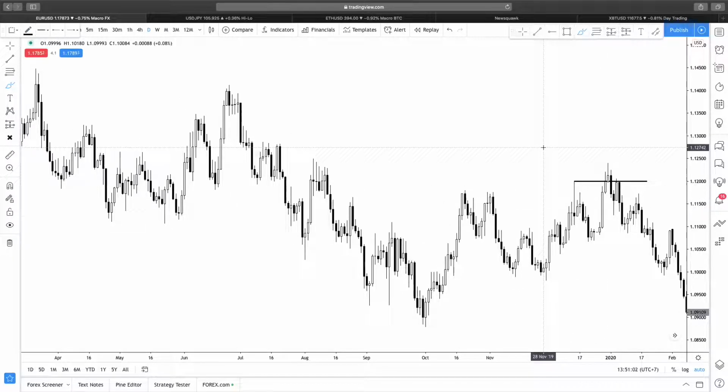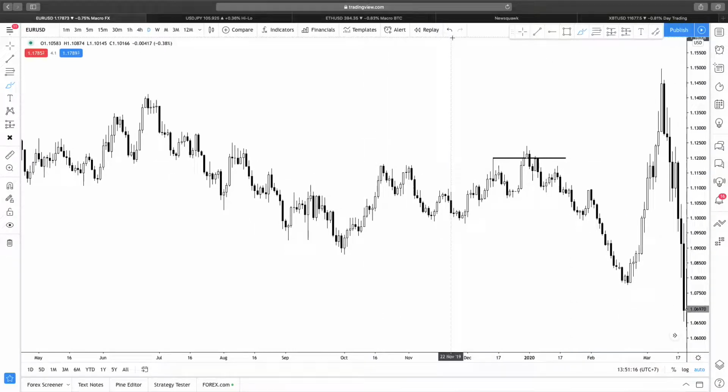What happens when resistance becomes support? What happens when resistance breaks? It should become support. Breaks, loses it, retests here, sells off. Okay, so that for me is key resistance.